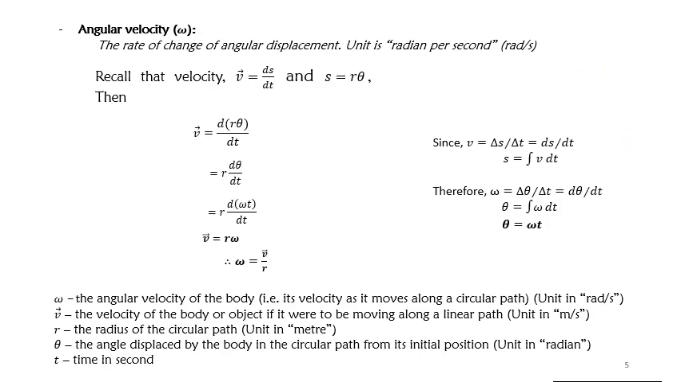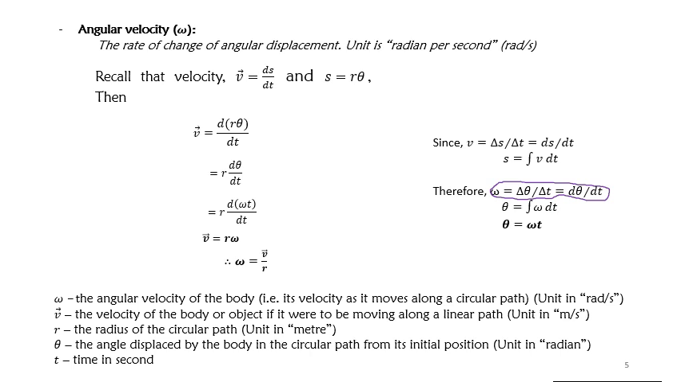The angular velocity is the rate of change of angular displacement. That is d theta over dt. Rate of change of angular displacement, d theta over dt, and that's what we have here. However, we can also show the relationship between the linear velocity and the angular velocity.